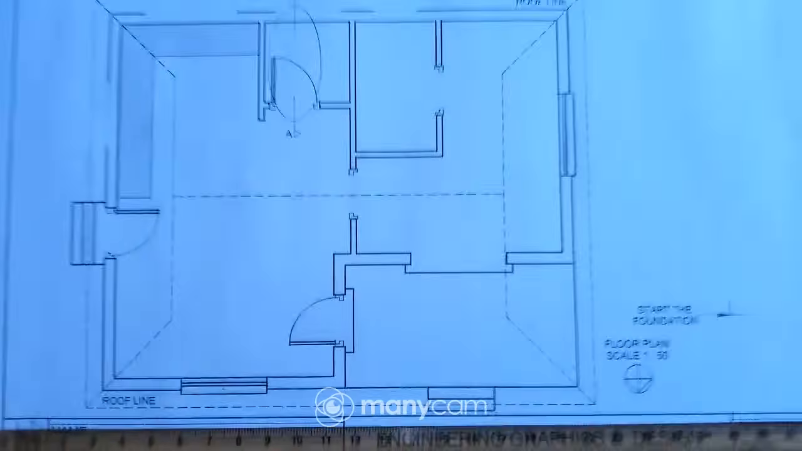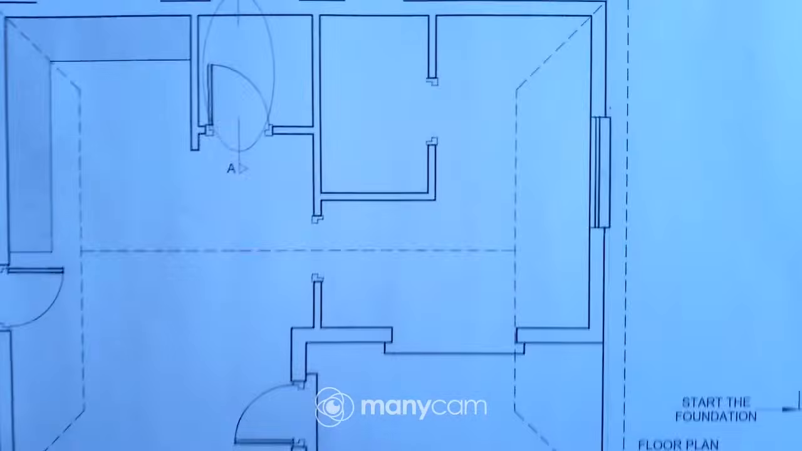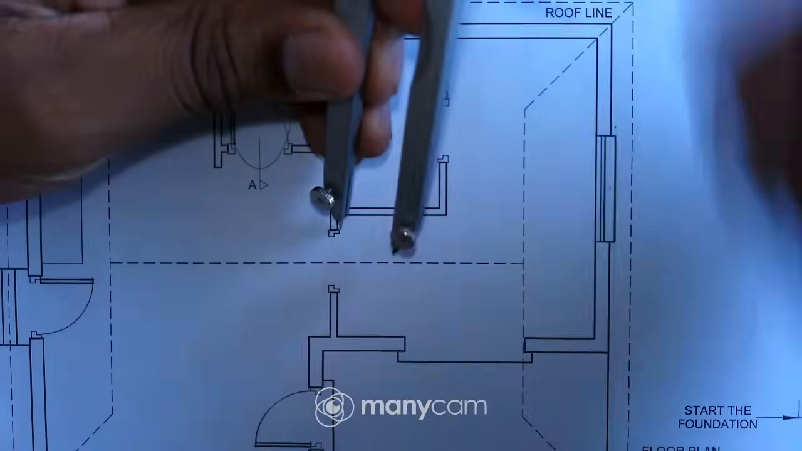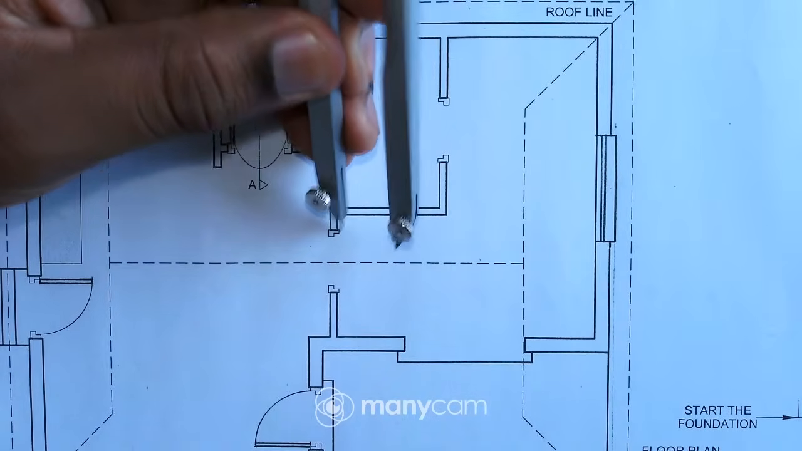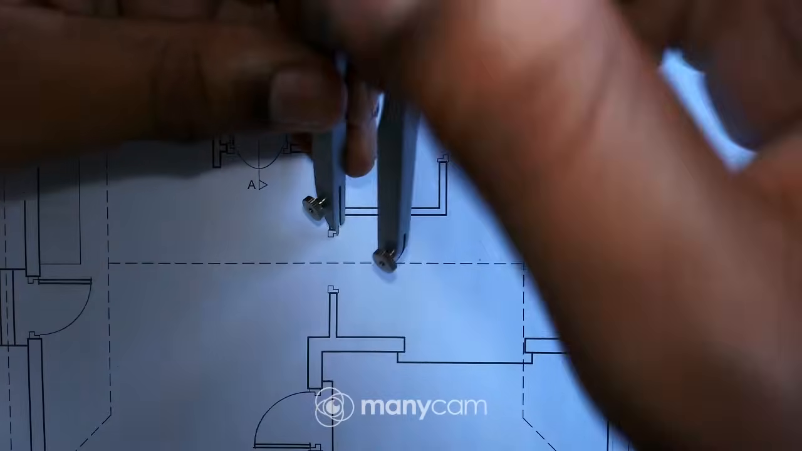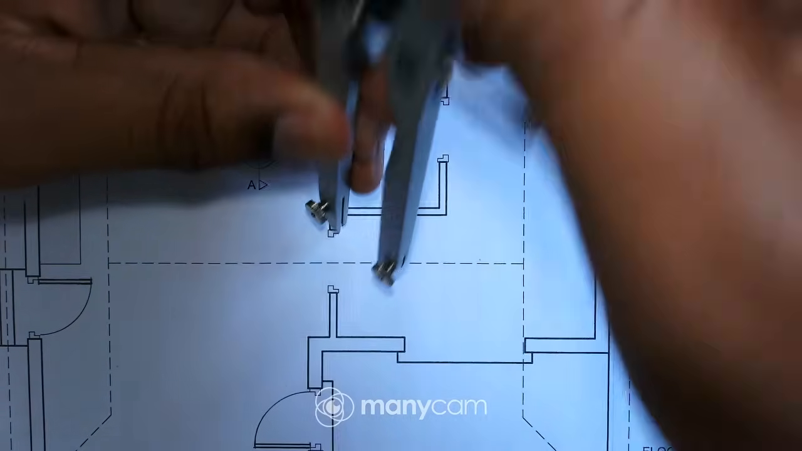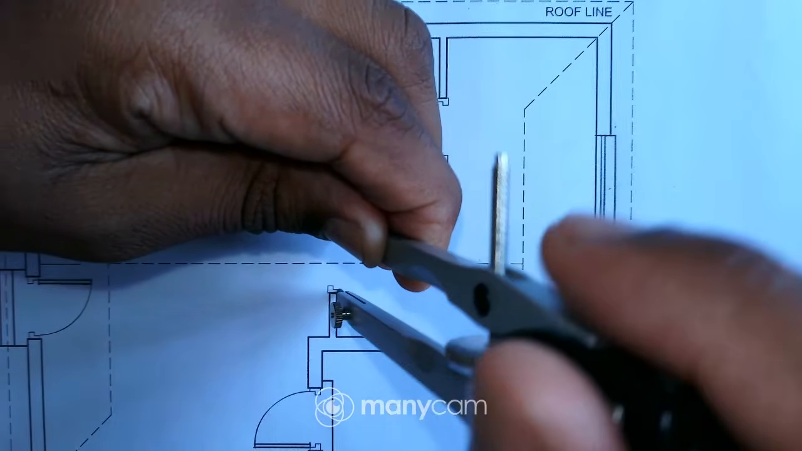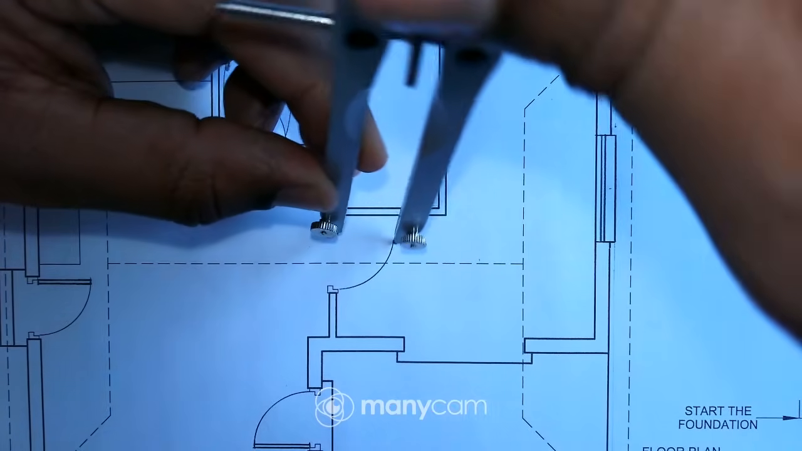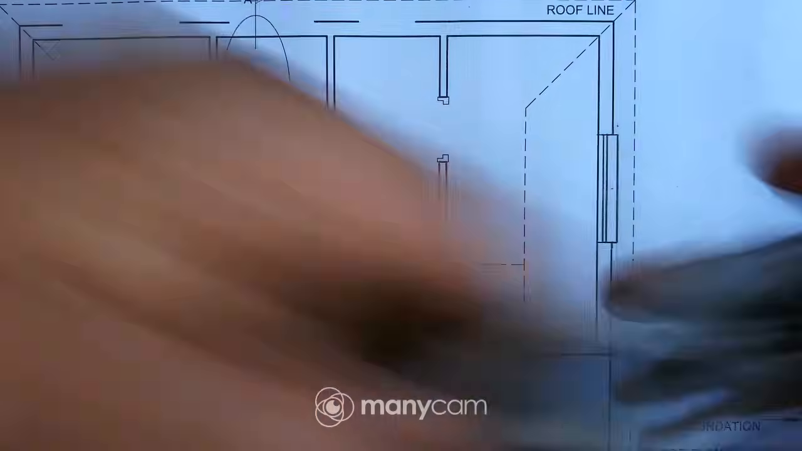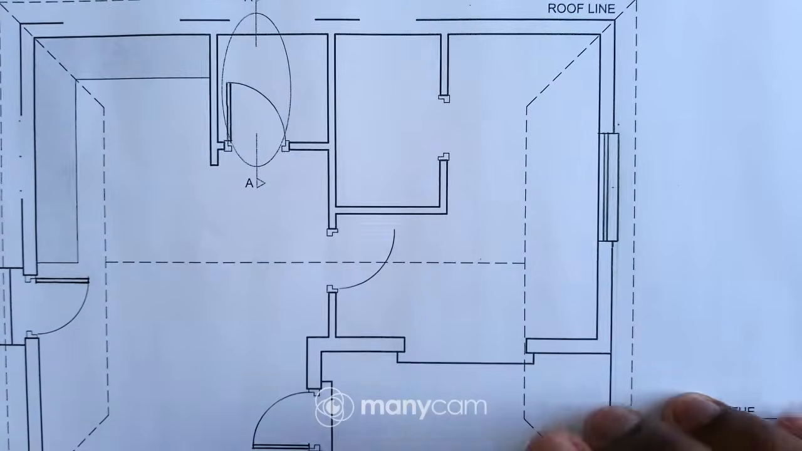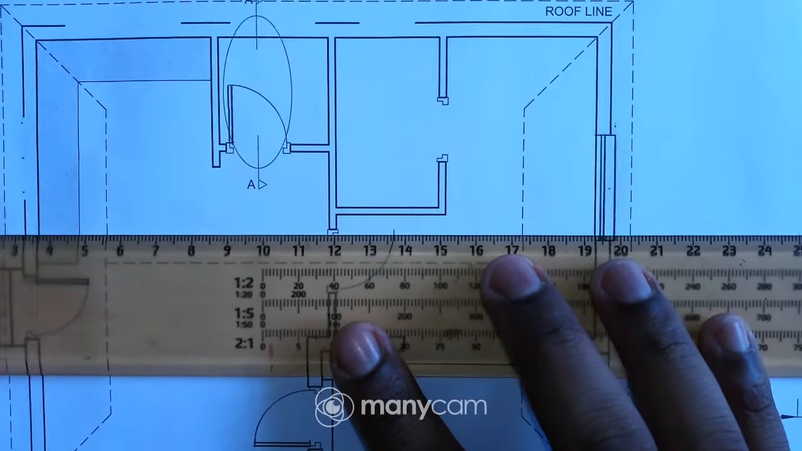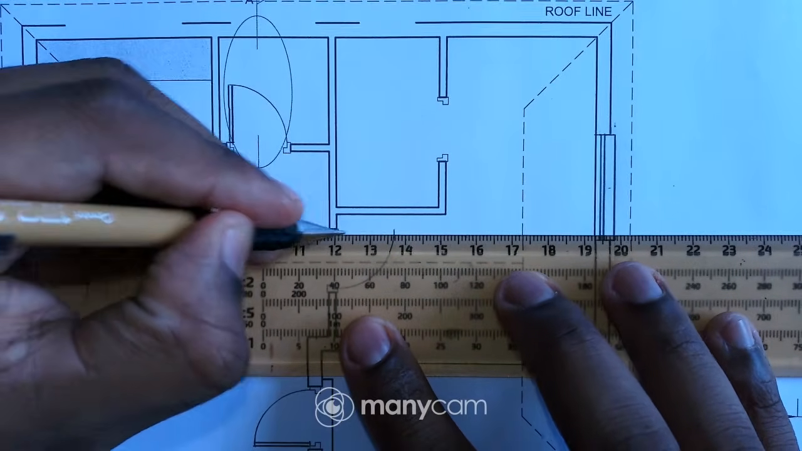Let me just zoom that section so that you can see. So I'll put my compass right over there at that point to this point right this side, and draw an arc like that. And then now I'll start by drawing the door. So I'll start at this point at the corner there. So I just draw a line there.